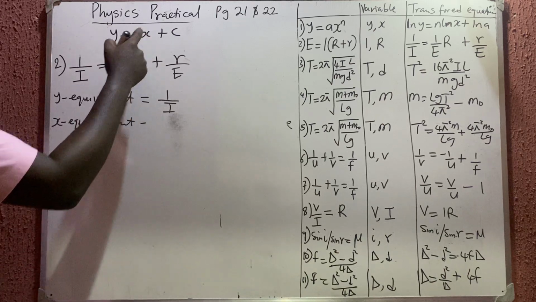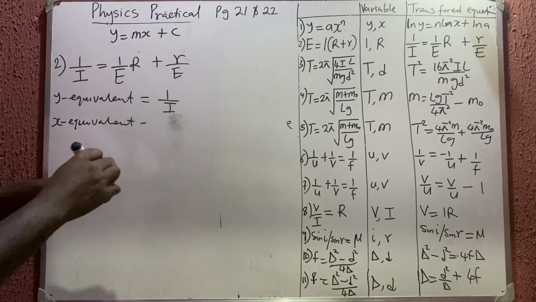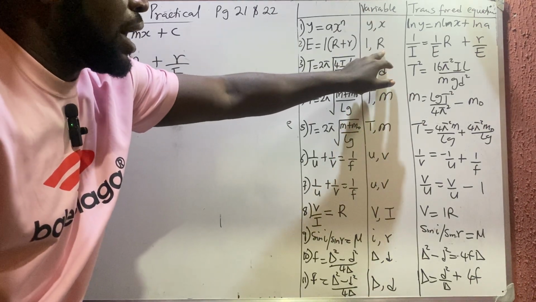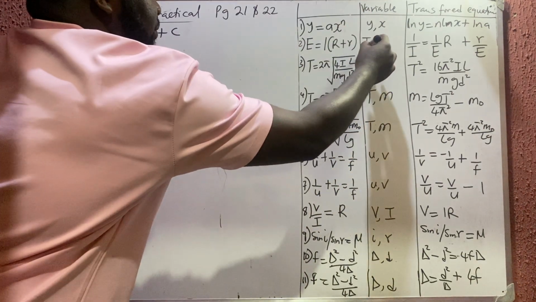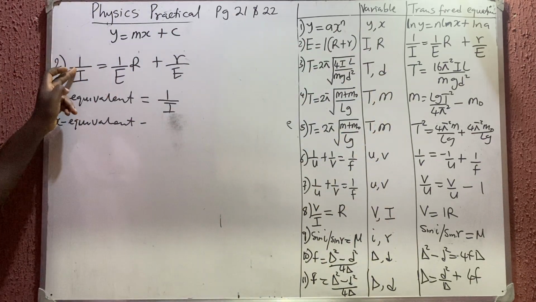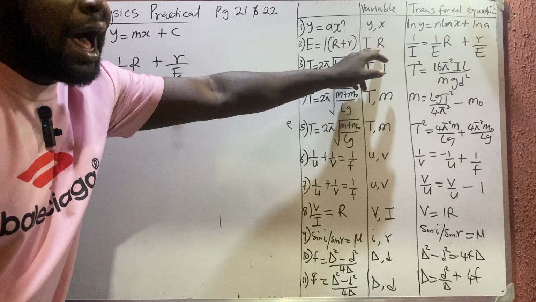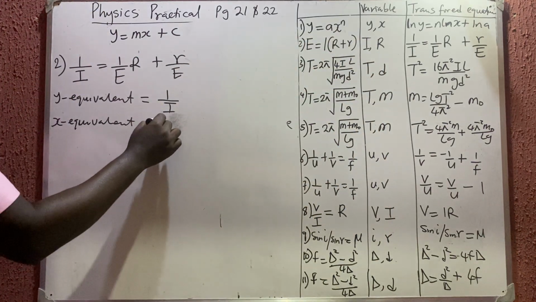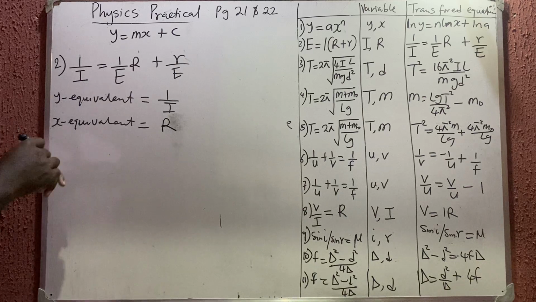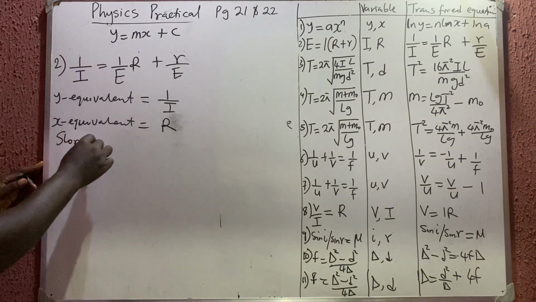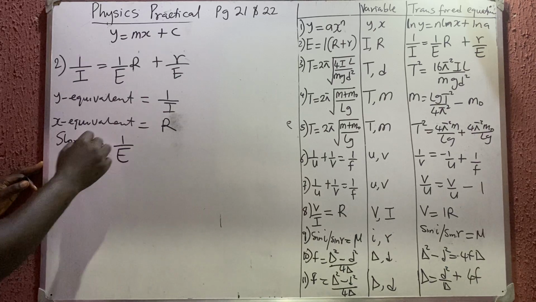your x equivalent, look at it from the variable. You are plotting I against R. So this is I, please. Since you are plotting I against R, your I is the y equivalent, while your R is your x equivalent. So my x equivalent here is equal to R. Then the coefficient of that x equivalent is your slope. So my slope here is equal to 1 over E.